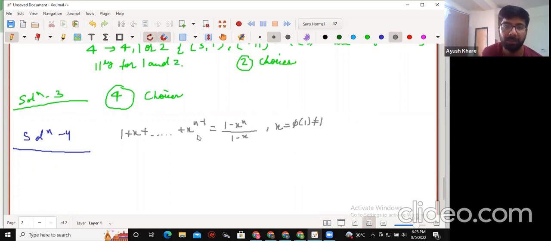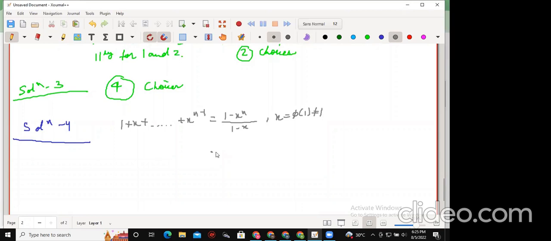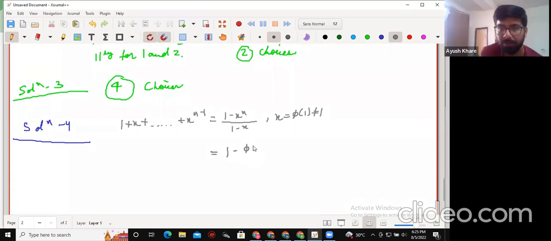Now you can use the property of homomorphism. So this is 1 minus phi of 1 raised to n divided by 1 minus phi of 1, which is 1 minus phi of 1 raised to n, right? In homomorphism, you can take the power inside.